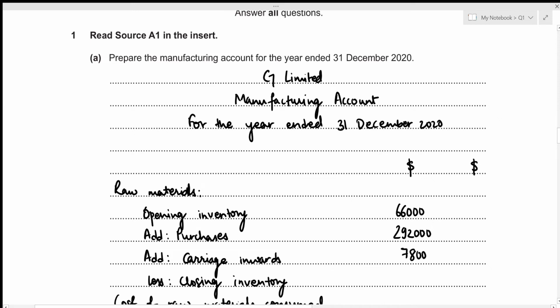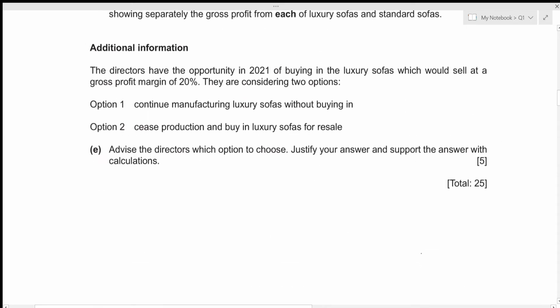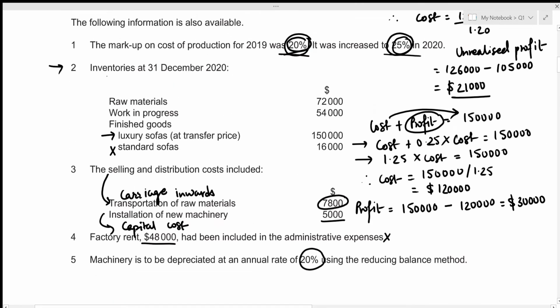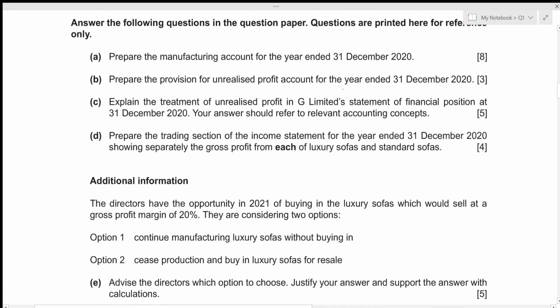Now finally, we need to look for our closing inventory of raw materials, which was again given in our additional information section. Right here, this gives our closing inventory, and raw materials amounted to 72,000. So we need to include that.